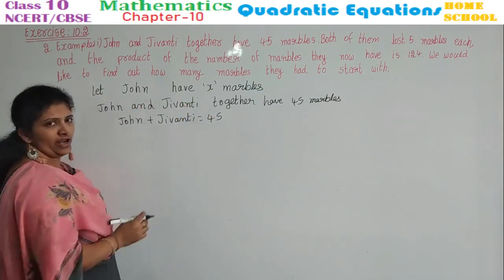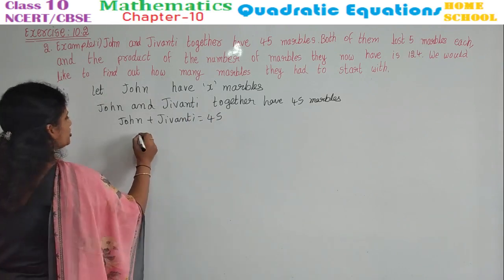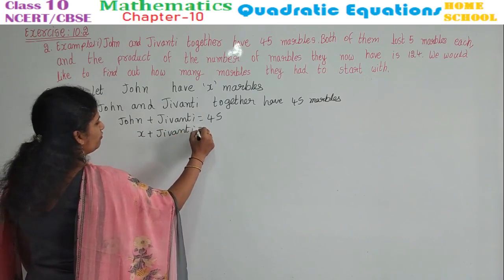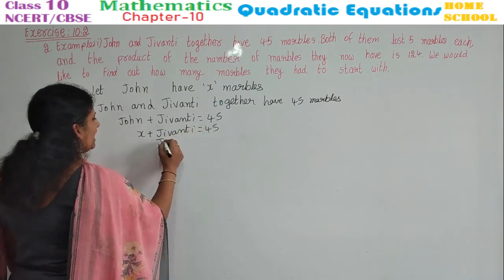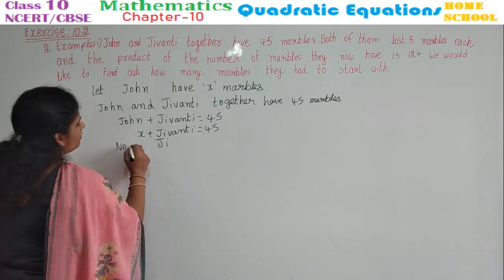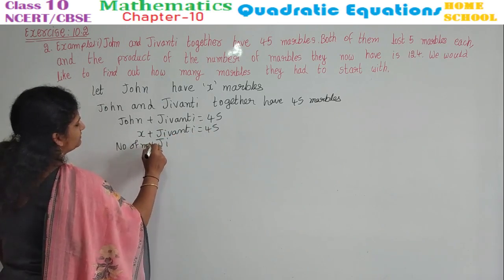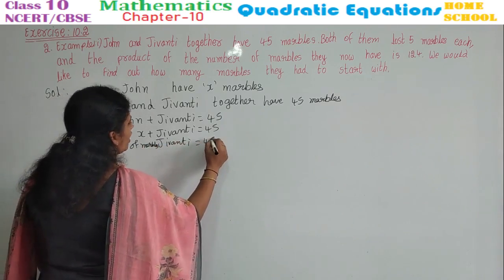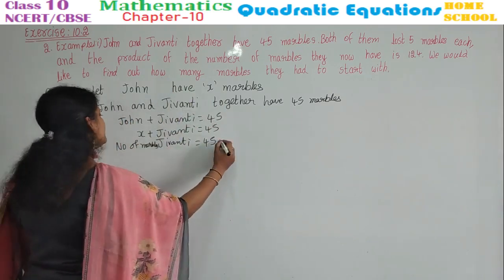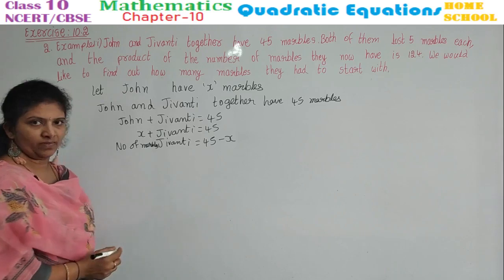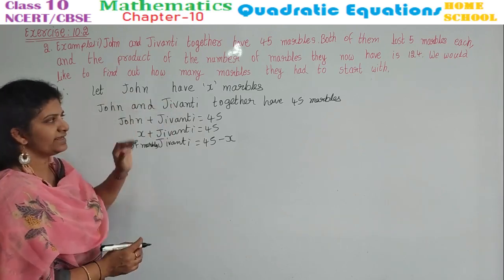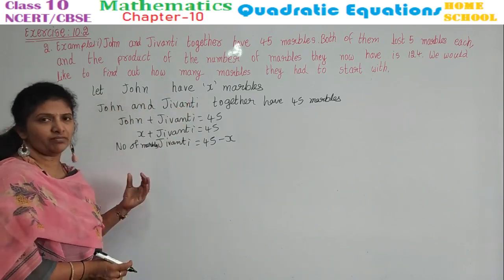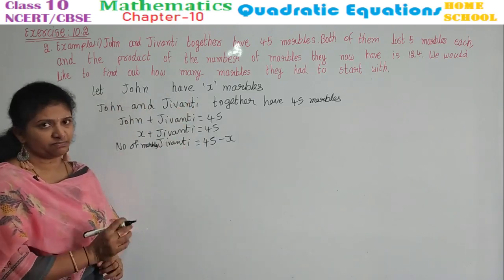I have assumed John have x marbles now. Let us substitute here. x plus Jeevanti is equal to 45. Directly I can say number of marbles Jeevanti have is equal to 45, send this x this side, minus x. See children, these 3 lines you can skip. Directly if you understand, you can write. John have x marbles, Jeevanti have 45 minus x marbles.